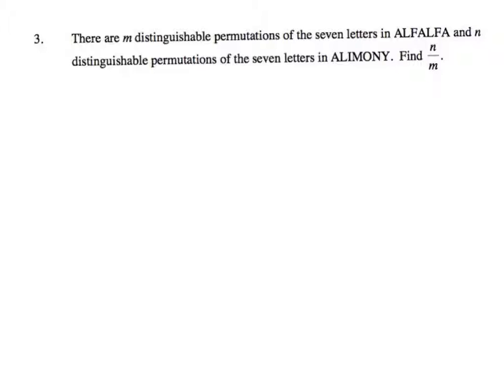So if we're talking about finding m, m is the one that goes with alfalfa. Okay, so to find this, I have 7 letters total, so that's 7 factorial. There's 7 options for the first letter, 6 options for the next letter, 5 options for the third letter, etc. The issue, though, is that I have repeated A's, I have repeated L's, and I have repeated F's.